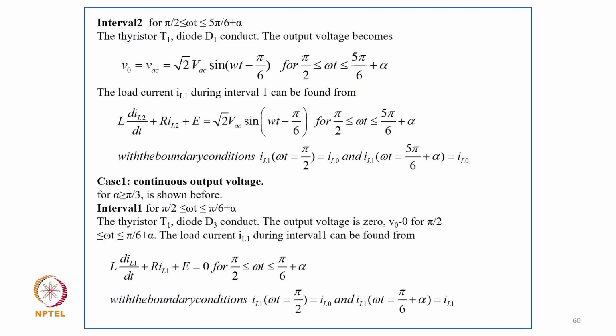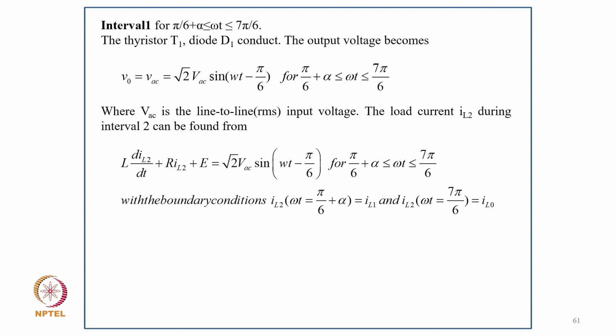And case two, continuous output voltage for alpha greater than pi by 3, is shown here. For the interval pi by 6 plus alpha to pi by 2, thyristor T1 and D3 conduct, the output voltage Vo is equal to 0, and the load current IL1 during this interval can be found out from L dIL1 upon dt plus R IL1 plus E equal to 0, with the boundary conditions IL1 at omega t equal to pi by 2 being IL0, and IL1 at omega t equal to pi by 6 plus alpha being IL1.